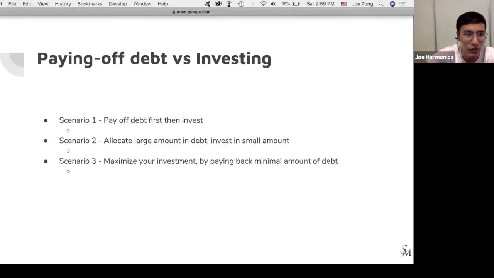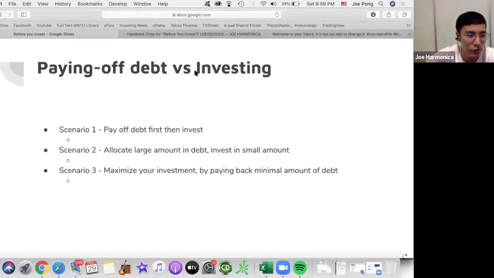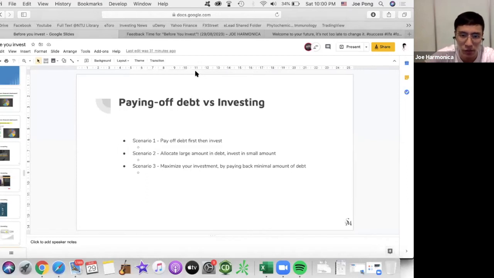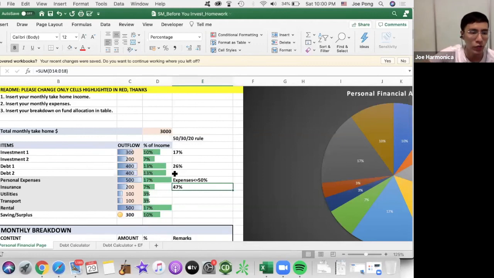Okay, so let me know in the chat box. I have seen a reply from Xuanqi, depending on whether interest rate is higher than debt rate. Okay, this is valid. So to share more details with this, let's jump back into the spreadsheet.